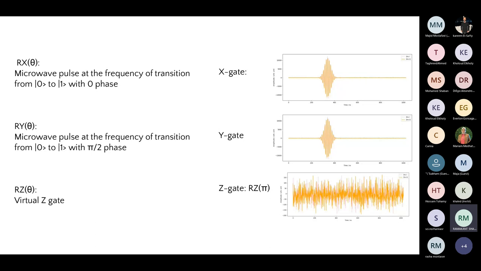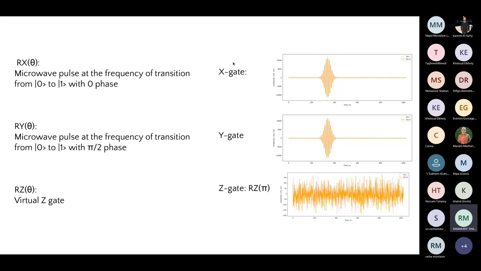In this case, the microwave pulse has to be sent at the transition frequency from 0 to 1, with a zero phase, for the application of rotations around the X axis. Now, what is the difference between the x-axis and the y-axis in the Bloch sphere? It's simply a pi half phase. So any rotation around the y-axis would also be a microwave pulse at the frequency of transition from 0 to 1, but this time the phase is pi half.